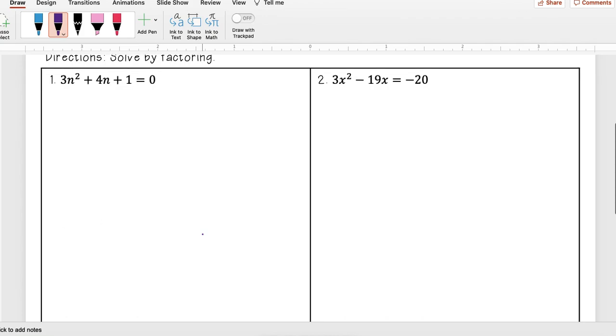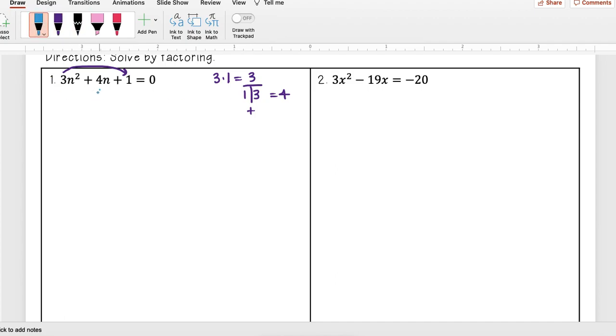So looking at the first one, I have 3n squared plus 4n plus 1 equals 0. I want to solve this, so I do need to factor it. First, I check for GCF. I see there isn't one. So next I want to go ahead and multiply a times c. So I have 3 times 1, and I get 3. And I'm looking for two numbers that add to equal 4, but multiply to get 3. And I see it's going to be 1 and 3.